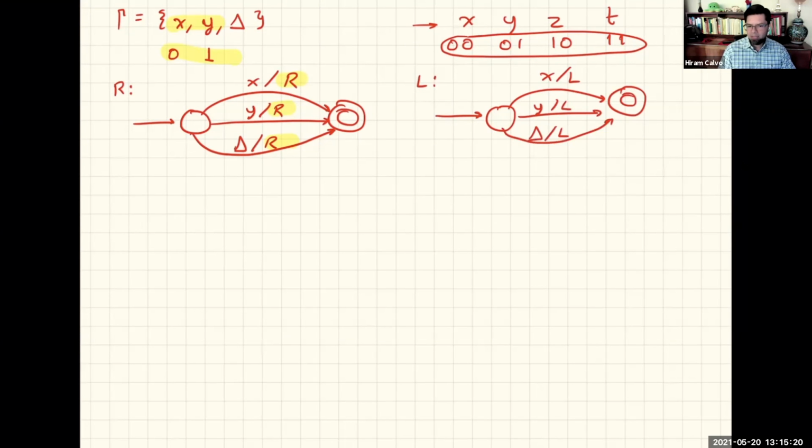So these are very simple machines. Why are we defining them? Because they will be our construction blocks for a way of defining more complex Turing machines.